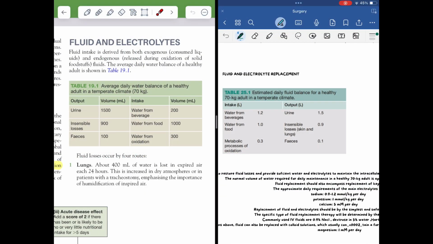Now we're going to discuss the fluid and electrolytes. Let us look at this table from Bailey. This talks about the average daily water balance of a healthy adult in a temperate climate, the output and the intake. Urine output is 1500 ml. Insensible losses will be 900 ml, and feces 100 ml. Intake: water from beverage 200 ml, water from food 1000 ml, and water from oxidation 300 ml. So these are the values.